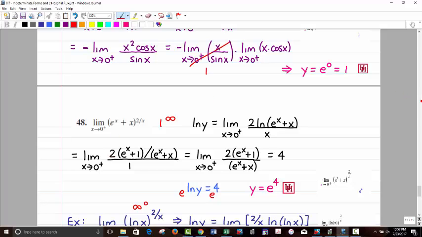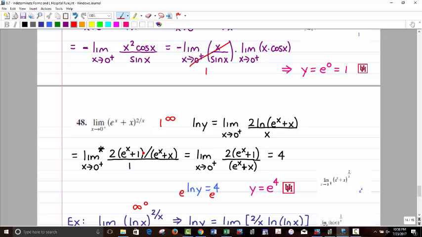Oh, I didn't have to mathematically do this, but just for the reader's benefit, I forgot my star there, didn't I? But I was doing L'Hopital's rule. So we have the derivative of e to the x plus x, which will be e to the x plus 1, over e to the x plus x. The 2 just stays there.